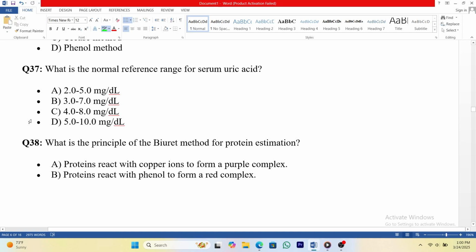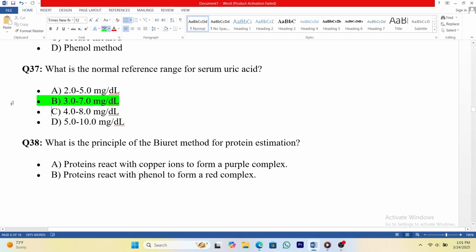37. What is the normal reference range for serum uric acid? A. 2.0 to 5.0 mg/dl. B. 3.0 to 7.0 mg/dl. C. 4.0 to 8.0 mg/dl. D. 5.0 to 10.0 mg/dl. Answer: B.